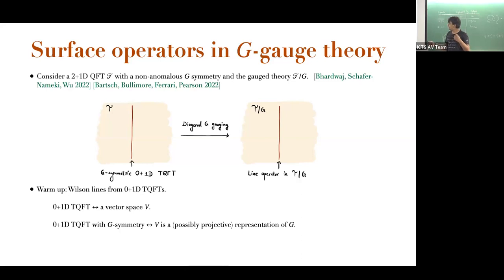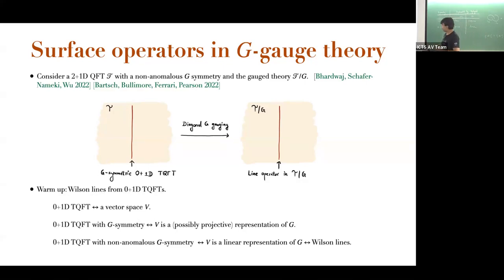We should be able to gauge this G symmetry, so we don't want anomaly. Requiring this G symmetry to be non-anomalous means that it should actually be a linear representation. It should not be a projective representation. It should be a linear representation of G, which is the same data that labels Wilson lines. So at the level of labels, at least, there's more work to be done. But at the level of labels, we can see that inserting these kinds of TQFTs and gauging precisely gives you line operators which are again labeled by irreducible representations. So Wilson lines. But we can generalize this procedure.